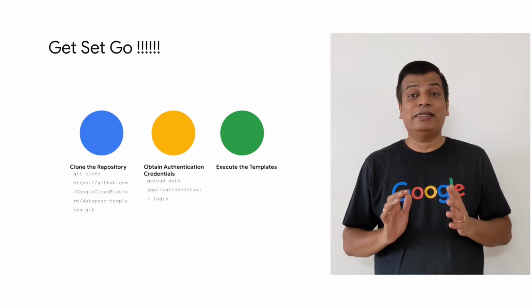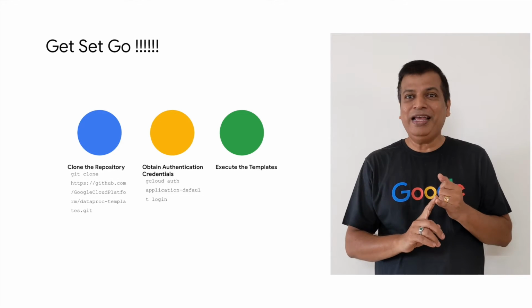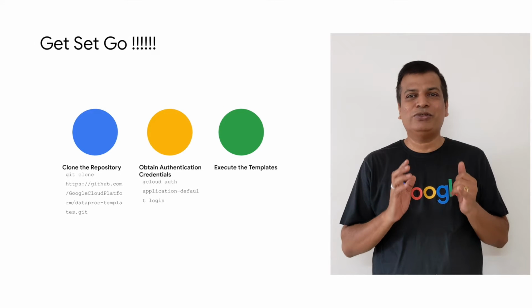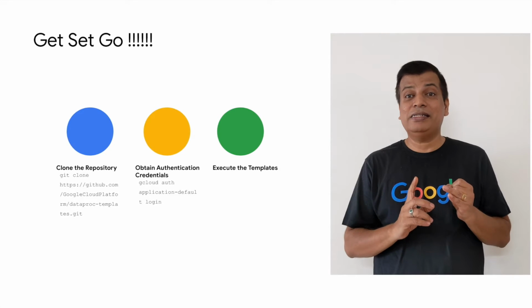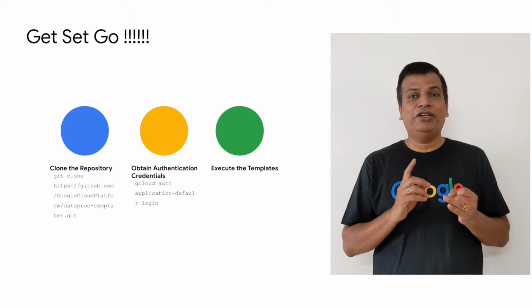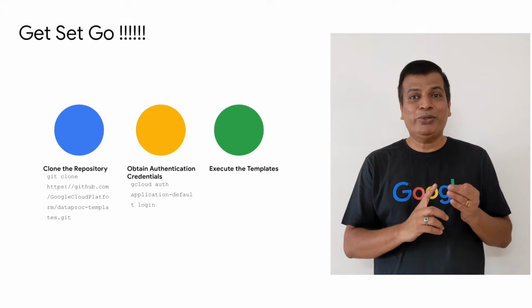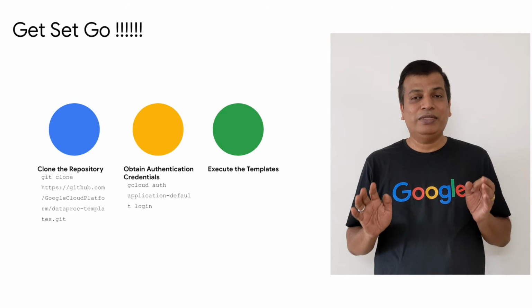Now, running these templates is super cool. It's a three-step process. First, clone the repository either in your local or in the cloud shell. Get into the repository and traverse to the Java or the Python folder. Second, obtain the authentication credentials with gcloud on where it is executed. It can be on your terminal or in your cloud shell, or it can be on your IDE console as well. Third step is to execute the template. Set the environment variables required, then execute the template with the required arguments.